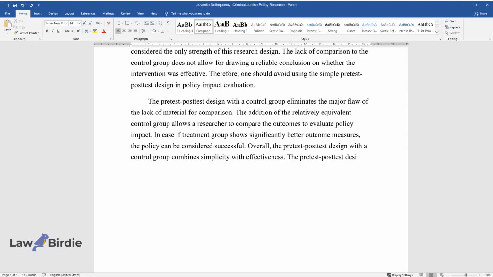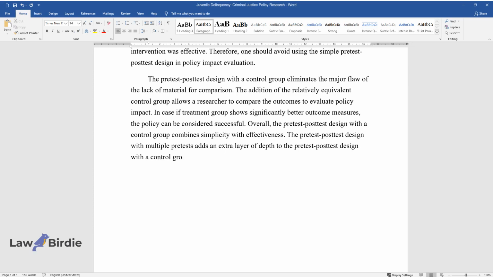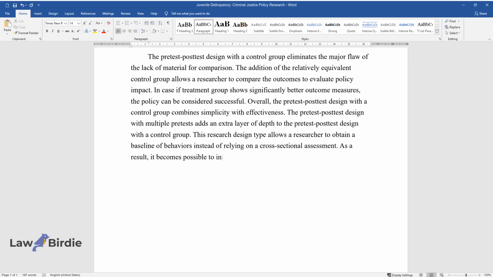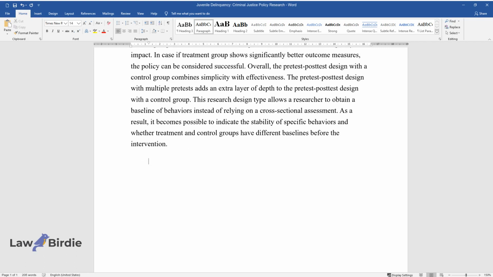The pre-test post-test design with multiple pretests adds an extra layer of depth to the pre-test post-test design with a control group. This research design type allows a researcher to obtain a baseline of behaviors instead of relying on a cross-sectional assessment. As a result, it becomes possible to indicate the stability of specific behaviors and whether treatment and control groups have different baselines before the intervention.